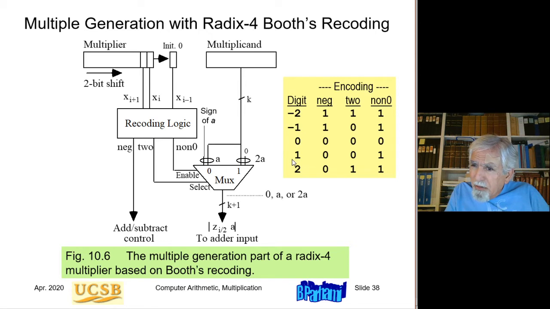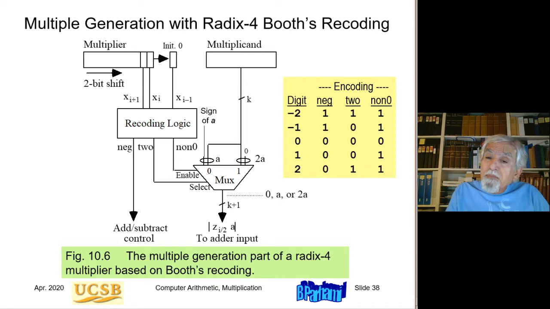And then the non-zero values can be negative or positive. So this neg signal tells me whether I'm dealing with a negative number or a positive number. And then in each category, I either have 2 or 1 as the magnitude. And this signal 2, if asserted, means that the magnitude is 2. Otherwise, the magnitude is 1. Okay? Why is this a good encoding?